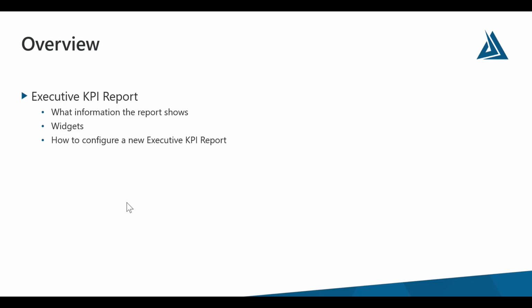So, a basic overview real quick. Obviously, the executive KPI report is the focus of our training today. We'll discuss what information is available in the report, and then go through each of the various widgets that make up the report and discuss what information is displayed in those graphs, tables, etc. Once we've gone through how the data looks and how to interpret it, we'll finish up with a quick walkthrough on how to actually configure one of these new reports for yourself.